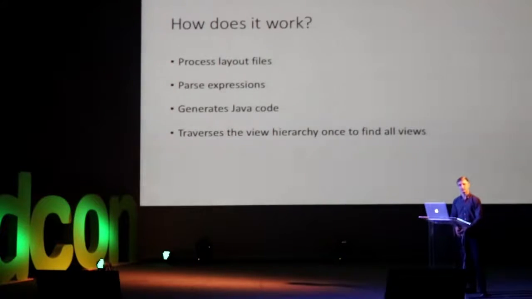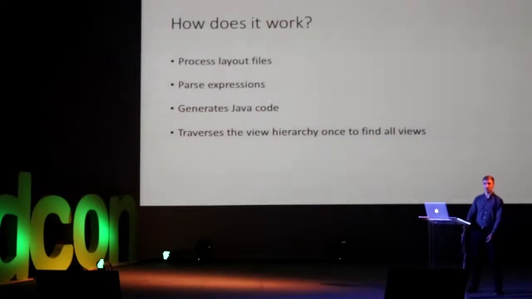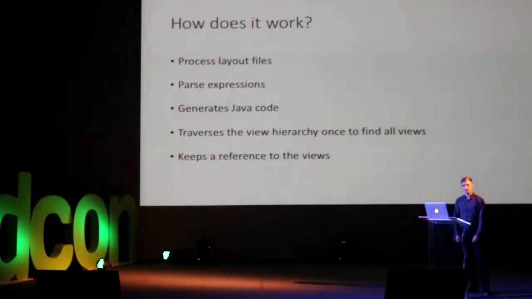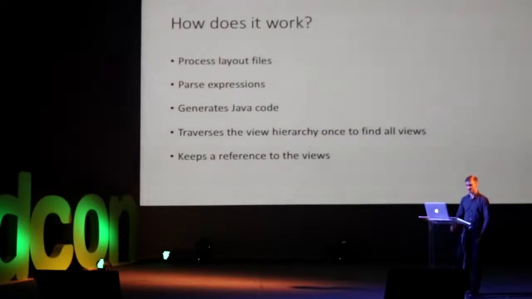The next thing that happens is all the views get found. The view hierarchy is only traversed once, which I think is also a big advantage compared to findViewById, for example. Every time you do findViewById, you go through the entire hierarchy until the view is found. With data binding, it goes through the entire hierarchy only once and keeps a reference to all of those views. And those are just public static fields inside of the binding class. So that's kind of how it works when you press build.